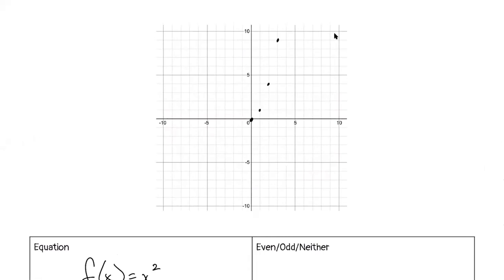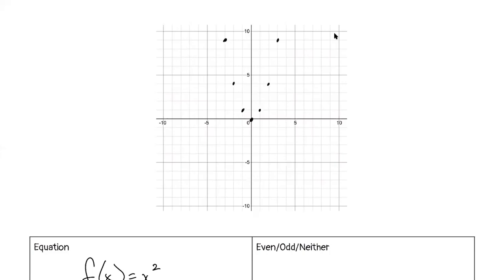Same ones, but negative y. I'm going to disagree with that. Negative x, yeah, negative x. Okay, I'm pretty sure that's what you meant. Negative 1, 1. Negative 2, 4. Negative 3, 9. Okay, good.